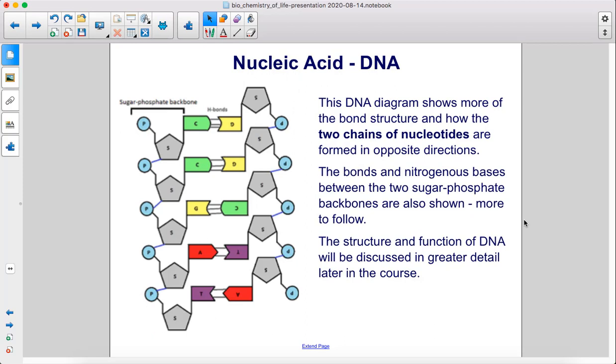This DNA diagram shows more of the bond structure and how the two chains of nucleotides are formed in opposite directions. The bonds and nitrogenous bases between the two sugar-phosphate backbones are also shown. More to follow. The structure and function of DNA will be discussed in greater detail later in the course.